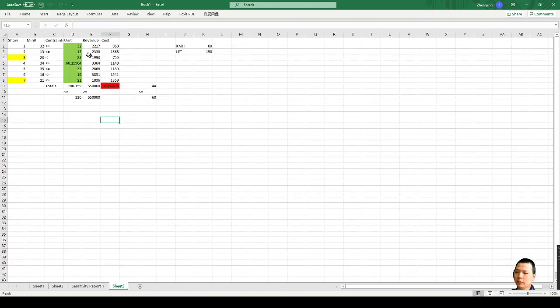But over here, we get a result. Remember, we cannot have 6.1 units for number 4, so we need to choose 60. However, if we choose 60, the revenue won't be able to reach the requirement, so we have to do 61. So this is the final solution.